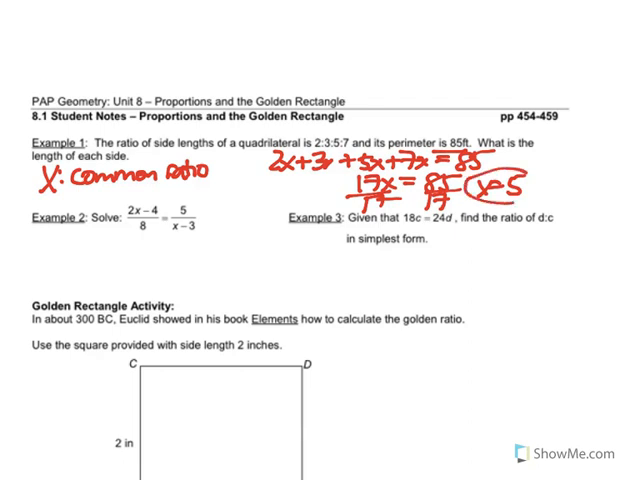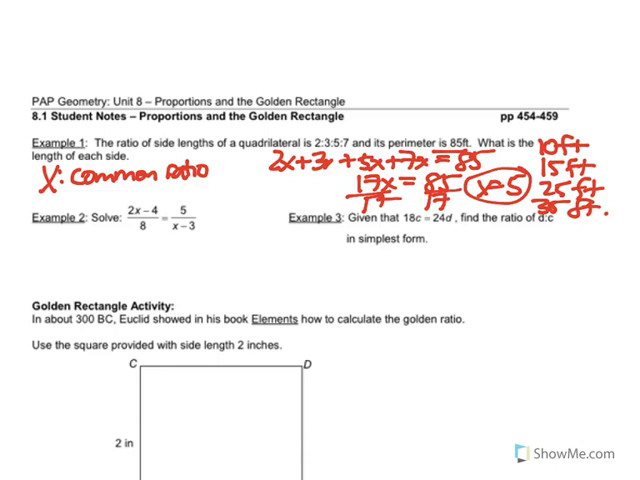Once you know what x is, your common factor there, plug it into 2 times 5, 3 times 5, 5 times 5, 7 times 5, and you find out the sides of this quadrilateral are 10 feet, 15 feet, 25 feet, and 35 feet. Okay? Next question. This is where you might need a little extra paper because there's not a lot of room here to solve this problem.